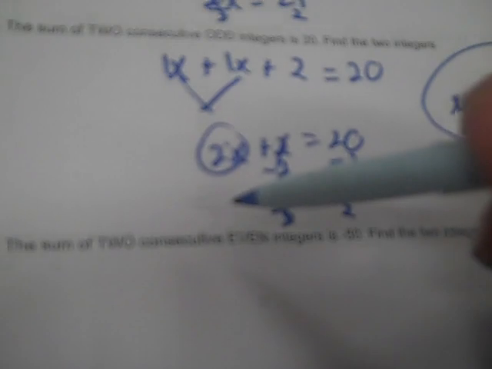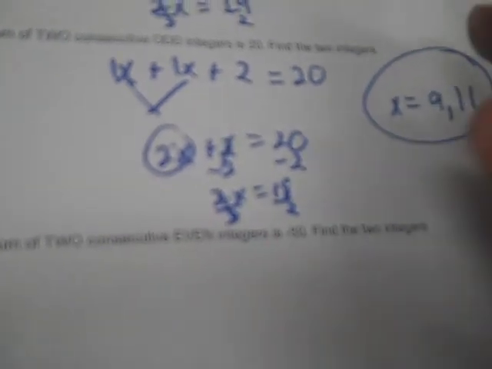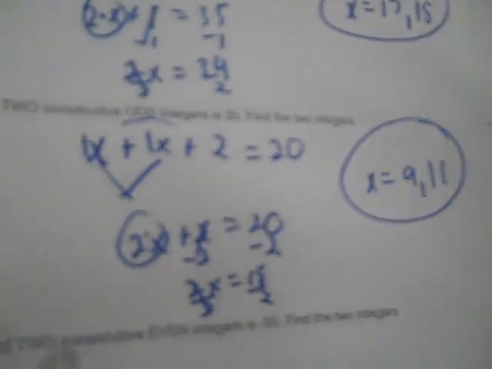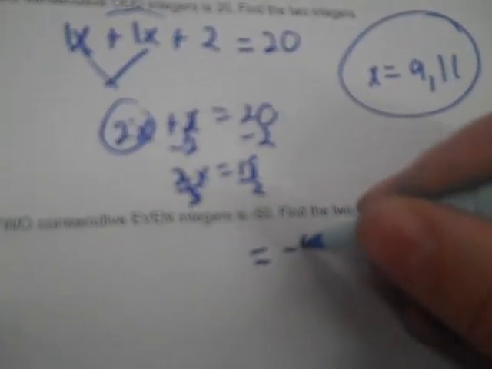Okay, the sum of two consecutive even integers is negative 50. Find the two integers. So basically when it says odd and even, and when it says just counting, it's x and x plus 1. Okay? Because counting, I just go up by ones. Odd integers, it's every other one, so it's 2. Okay? So x and x plus 2. Okay, equals negative 50.